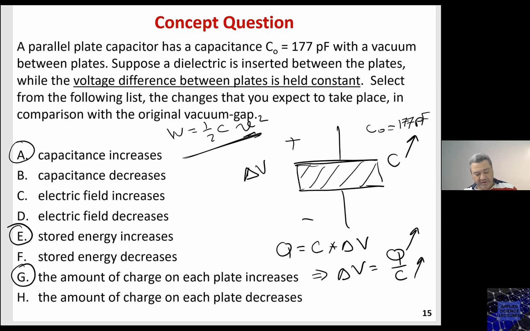The electric field is not going to change. Why? Because I know the electric field for such a component is sigma divided by epsilon. Epsilon has increased, right? But also sigma, the charges, has increased with the same ratio, which means the electric field stayed the same, and that's why the answer is A, E, and G.